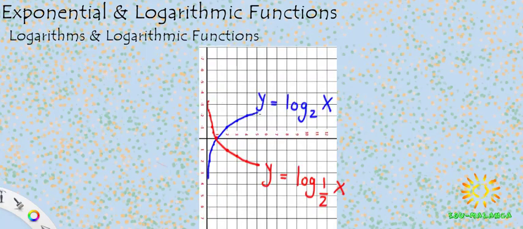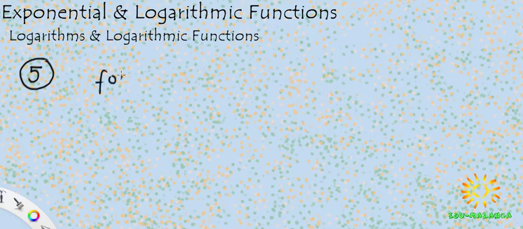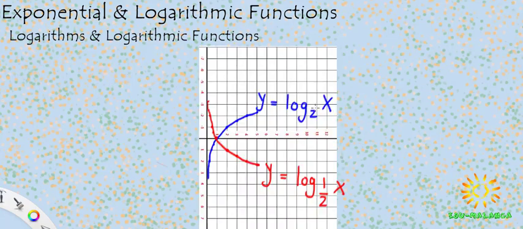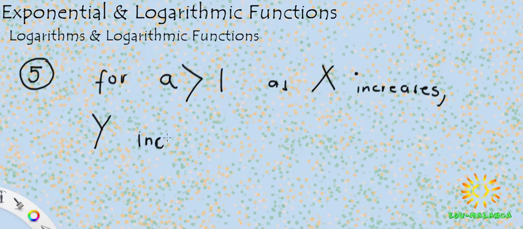We'll start by looking at the graph of y is equal to log base 2 of x. Remember, our base is defined as a, and so for a greater than 1, and that's what happens with this graph, your a is equal to 2, your base is 2, which is greater than 1. As x increases, these are your domain values, and as they increase, your y increases. And so the values of the range increase with the values of the domain when your base is larger than 1.